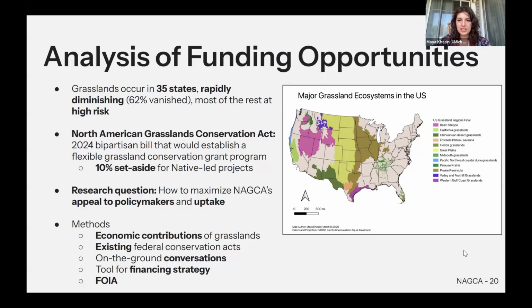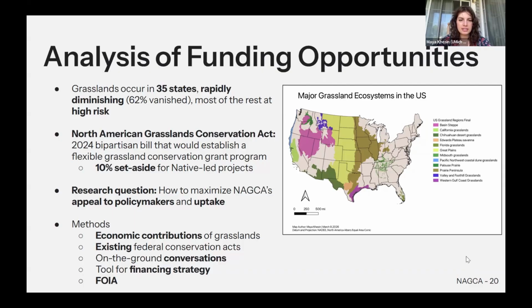So my main research question, given how effective NAGCA could be, is how can we maximize NAGCA's appeal to policymakers and also its uptake by conservation groups if it is passed? And the methods I used to examine this are, I looked at economic contributions to grasslands. That piece was important because that could be used to argue that NAGCA is federally very beneficial. I also looked at existing federal grassland conservation acts through kind of a gap analysis lens to see where these acts have fallen short and how that can be remedied through NAGCA.